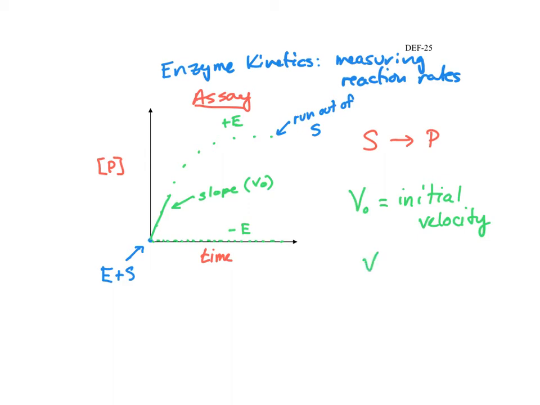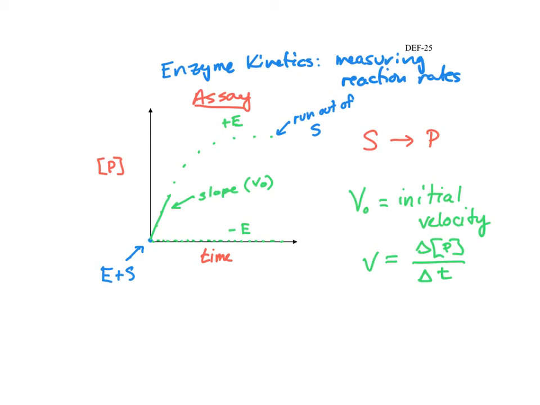Well, what is the velocity? The velocity is the change in product concentration as a function of the change in time. Isn't that rise over run? Isn't that just the slope? So the initial velocity is the slope of the reaction very early, at time zero, we even would say. That's what the naught means. That means the velocity at time zero.